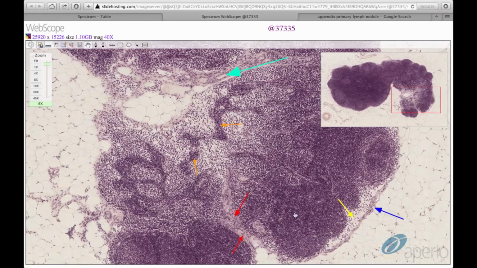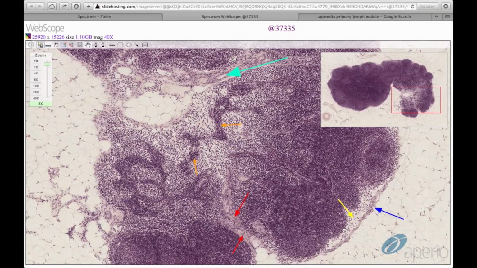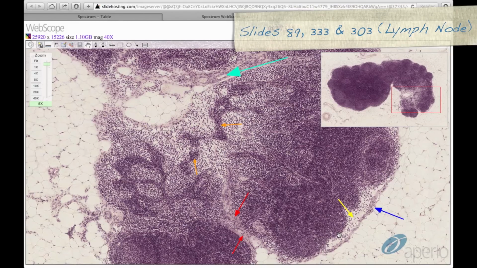Let me enlighten you with some treasured, clinically important knowledge. The subcapsular sinus of a lymph node is a very common site where the initial invasion and colonization of metastatic cancer cells occur during metastasis. Please take a look at slides 89, 333, and 303 to practice the identification of structures within the lymph node. Each slide may show you a better presentation of the specific structures that we have pointed out.